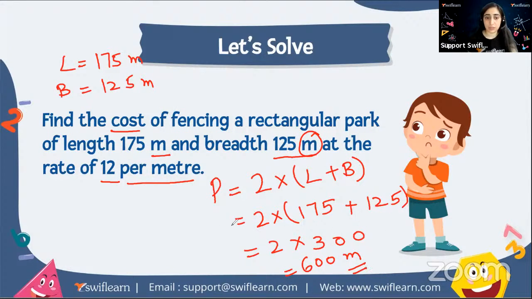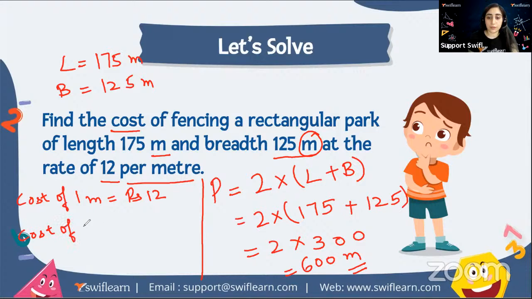Now I know the perimeter. Can I calculate the cost? Can I calculate how much I need to pay? Yeah. Okay. I need to pay at the rate of 12 per meter. So the cost of 1 meter is equal to rupees 12, right? So the cost of 600 meters will be equal to 12 into 600.